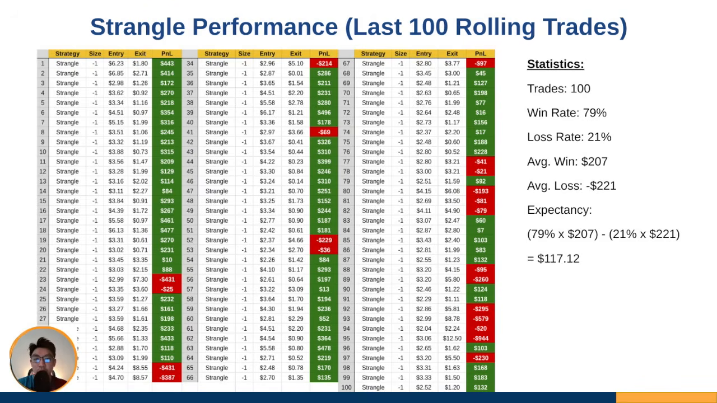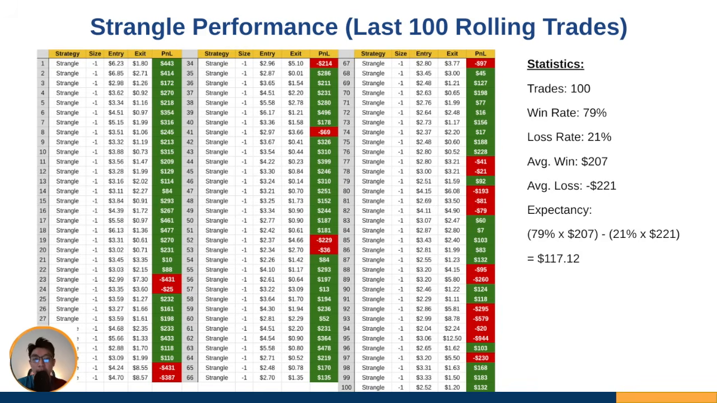the last 100 trades that I did for the strangle. Whenever you're putting on any strategy, it's important to at least get a sample size of 100 trades or more. This way you'll be able to get a much better picture of how the strategy is doing.